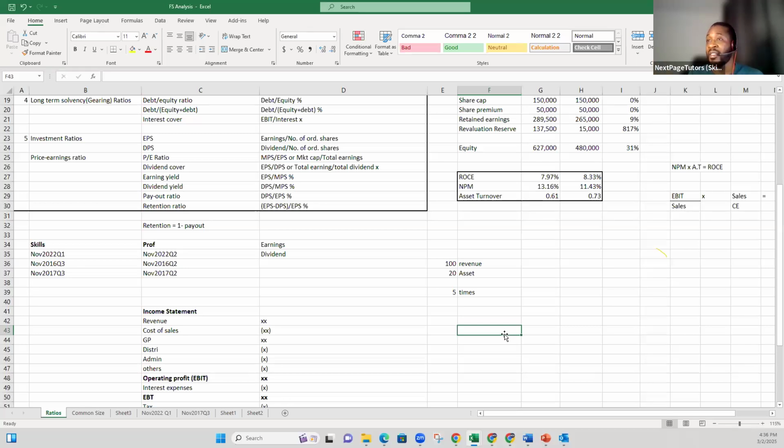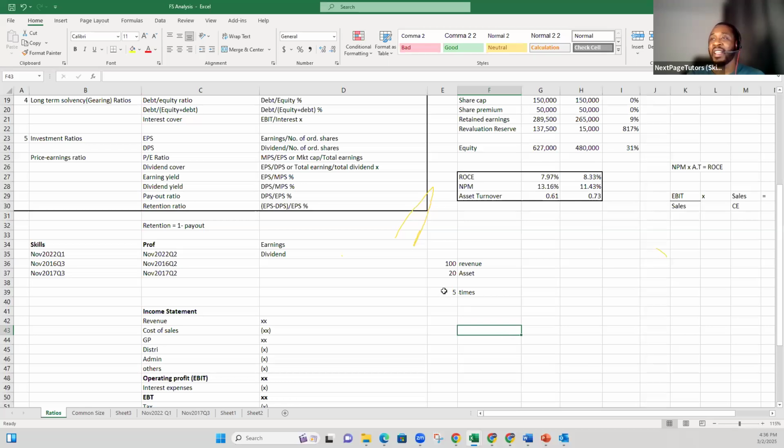Or did I put that correctly? But you basically generated revenue that is 5 times your assets. And that's asset turnover. So the number of times you are able to use your asset to generate revenue, that's 5 times. So this is what asset turnover measures, basically.